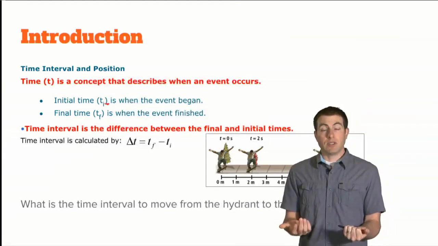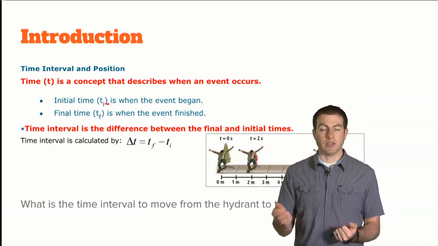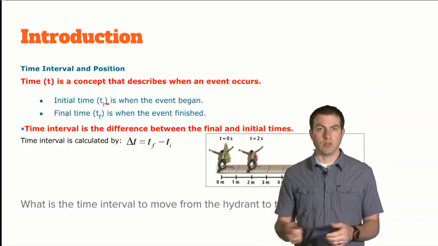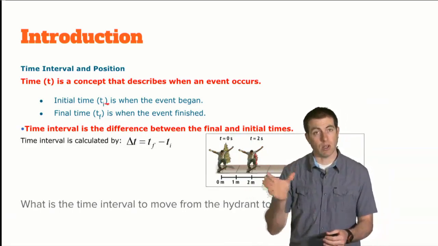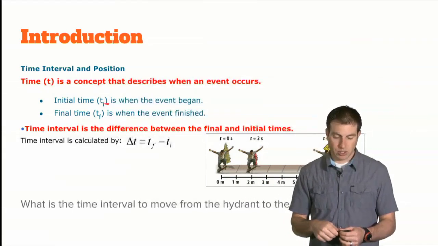The time interval is the difference between the initial and final time. So you always go final minus the initial. Wherever you ended minus where you began in terms of time tells you how long the event took.